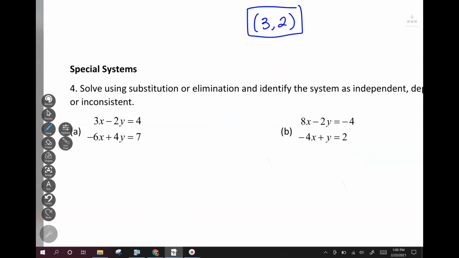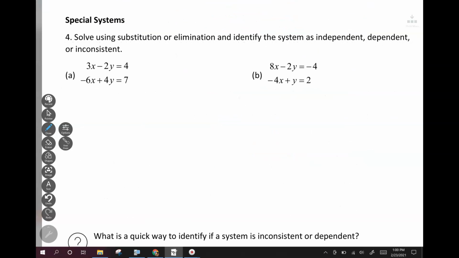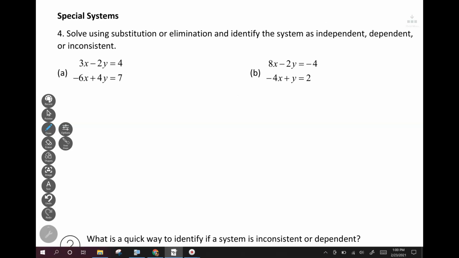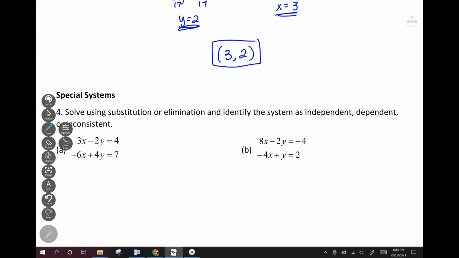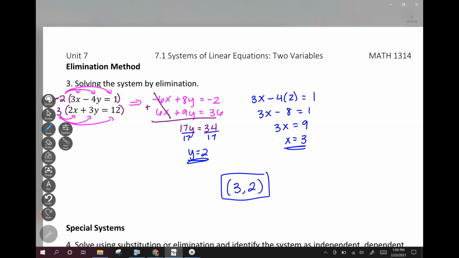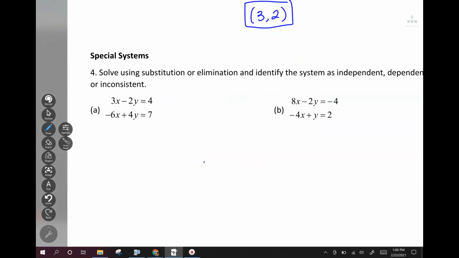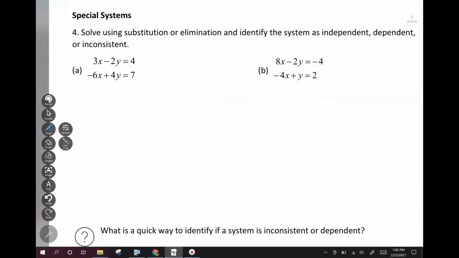Now we're going to look at some special systems and practice using substitution and elimination again on these. Solve using substitution or elimination. Identify the system as independent, dependent, or inconsistent. All of the ones we've solved so far have had one solution, so these have all been independent. Let's see what happens on these.